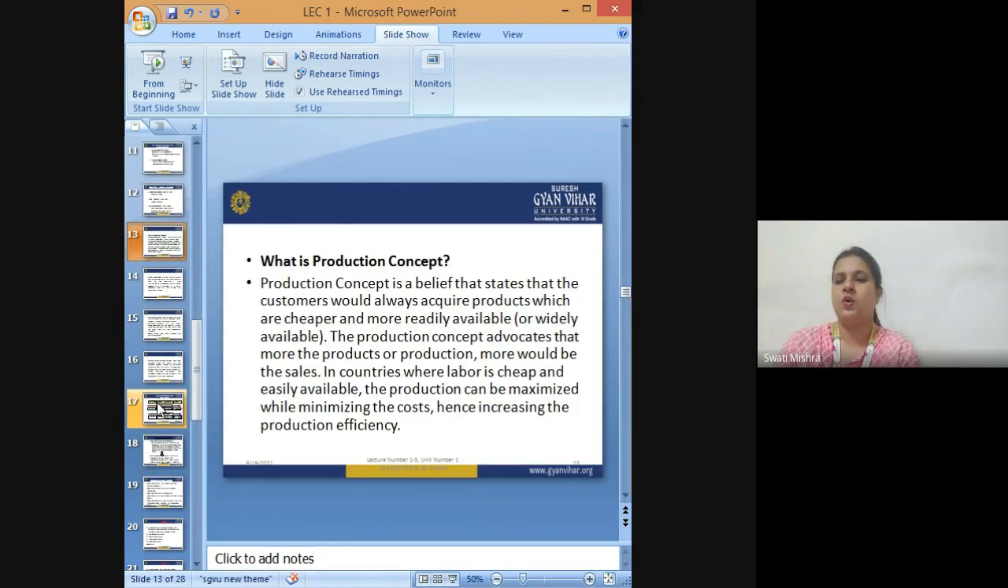So let's talk about these concepts in brief. The production concept is basically a belief that customers would always acquire the products which are cheaper and more readily or widely available in the market. The production concept advocates that the more abundant the products are and the more hugely the production is running, the more the sales would be. In countries where labor is very cheap and easily available, production can be maximized while minimizing costs, hence increasing production efficiency.